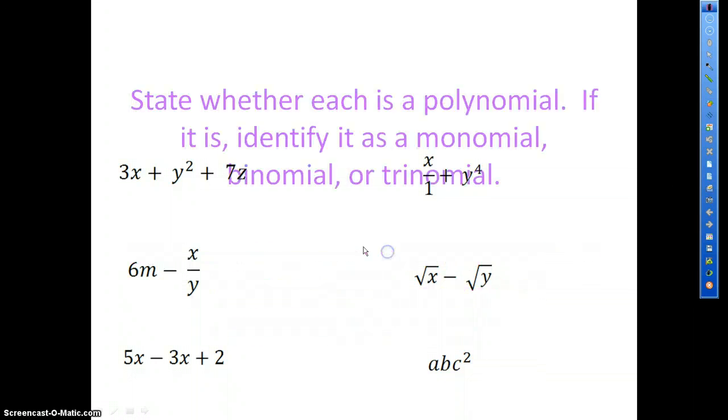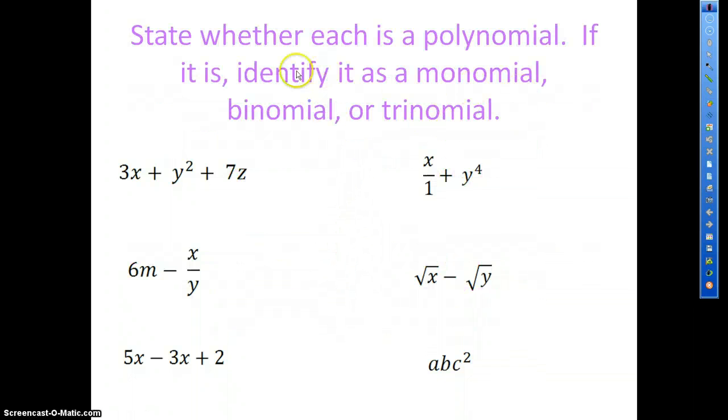All right, let's go ahead and state whether each is a polynomial. If it is a polynomial, then you need to identify it. Is it a monomial? Is it a binomial? Is it a trinomial? Take a look at this one. You have 3x plus y squared plus 7z. Yes, this is a polynomial, and it's actually a trinomial. There's three separate terms here, and none of them are like, so it's a trinomial. Oh, went a little too fast there, gave you the answer.